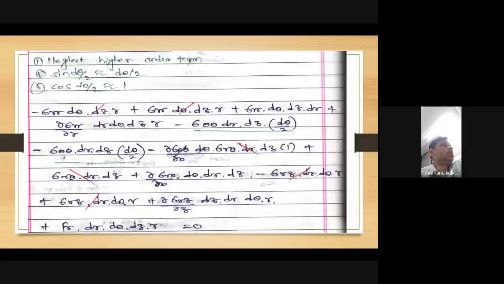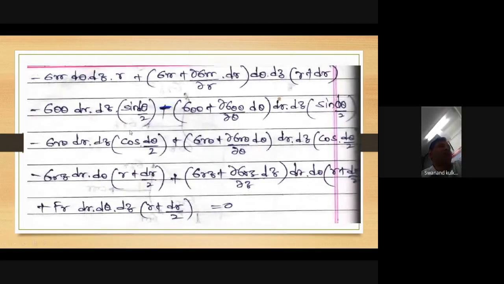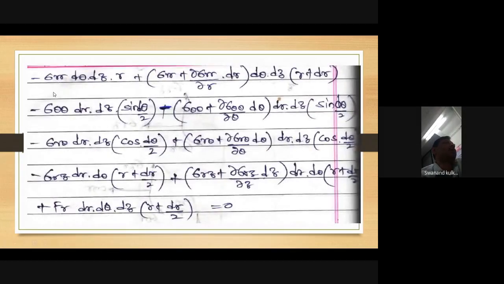And now one by one, we will try to see how these stresses are converted into forces and how they are taken into consideration. Now let us come to this first point. So here it is shown minus sigma rr d theta dz r. And let us first understand why this is happening. Minus sigma rr.